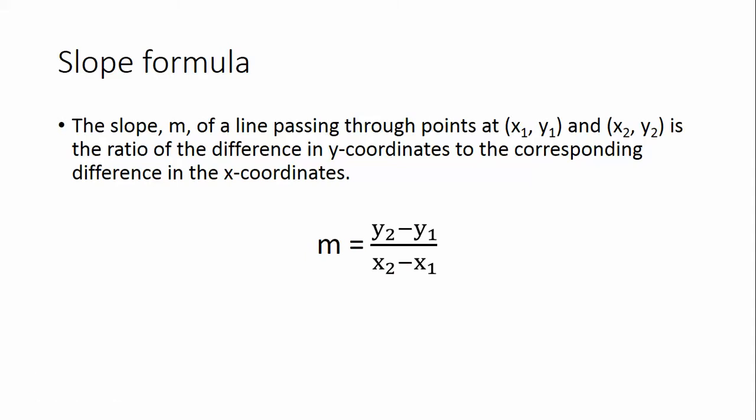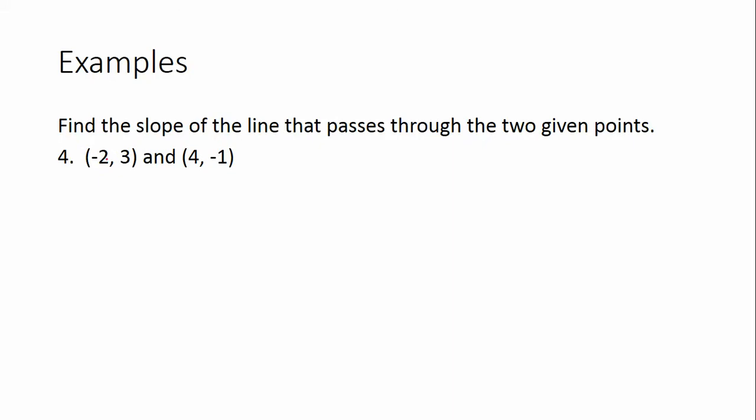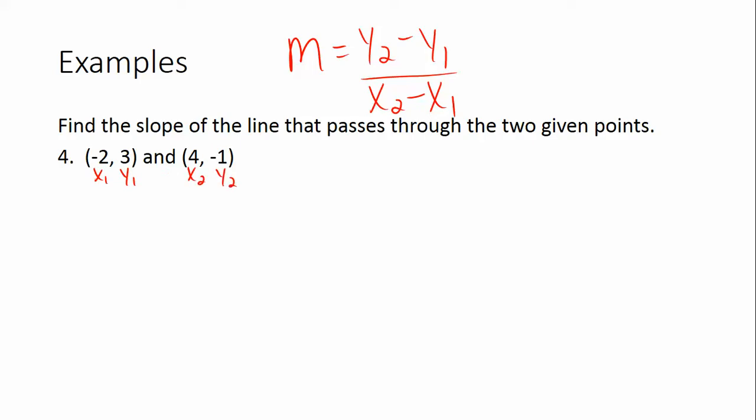So let's do some examples. I'm telling you the line passes through these 2 ordered pairs. I want to know the slope. I'm going to put the formula up here. y2 minus y1 over x2 minus x1. So this is x1, y1, x2, y2. I always come in and label right away. So we do negative 1, because that's y2, minus 3, over x2, which is 4, minus x1, which is negative 2. The only thing you have to be careful with is when you're subtracting a negative.